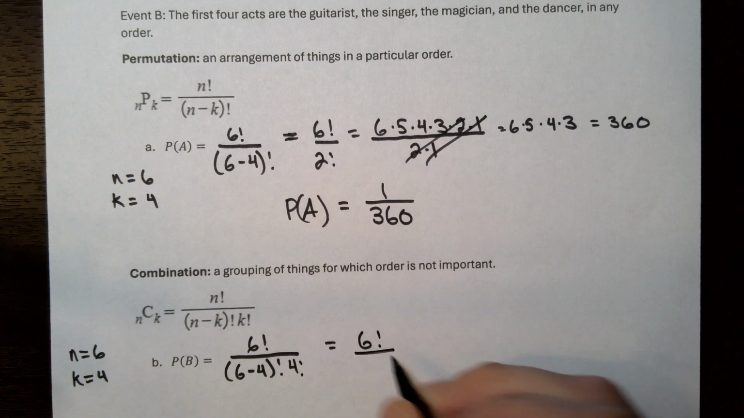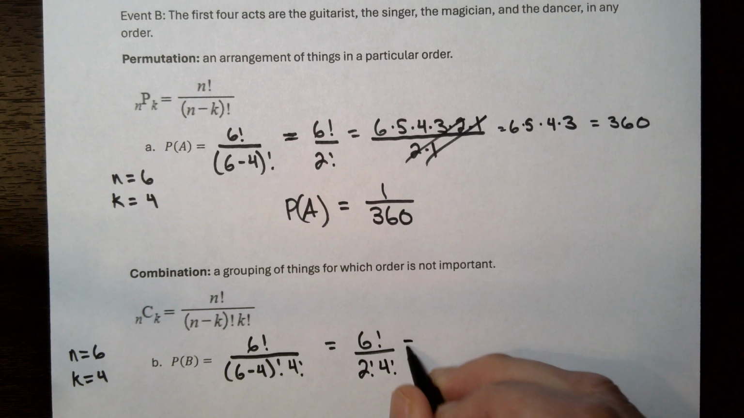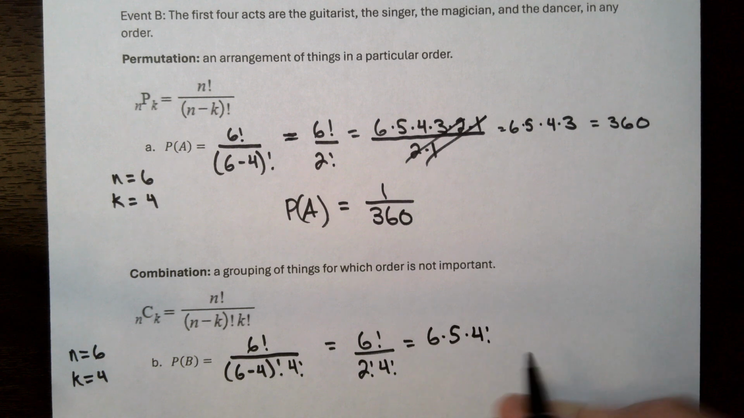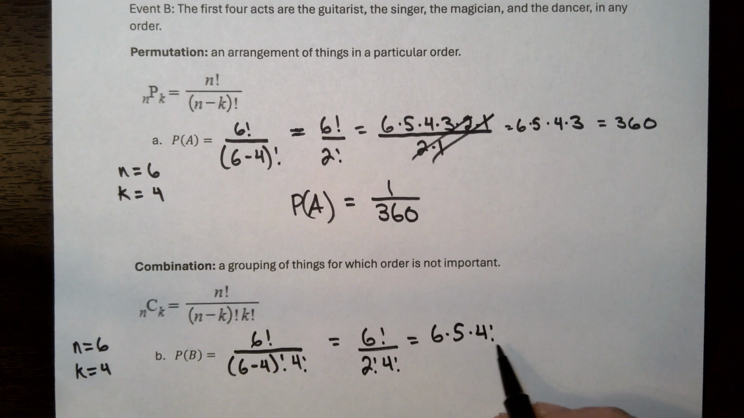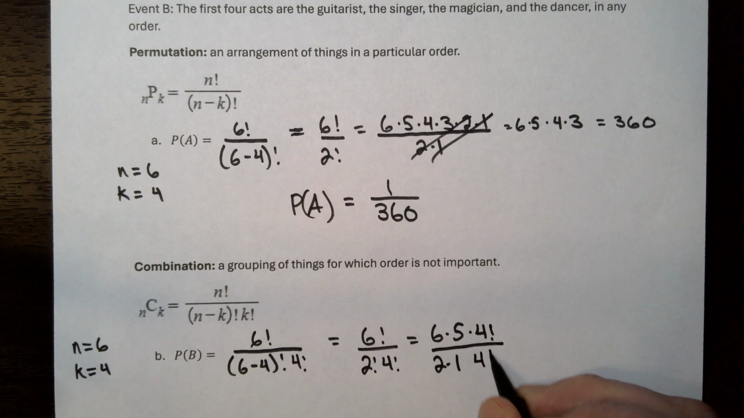So 6 factorial on top, 6 minus 4 is 2, so 2 factorial, 4 factorial. Okay, and now I can write the top like this: 6 times 5 times 4 factorial. Instead of writing it all out like that, I can just stop at the 4 factorial, because I know that on bottom, I also have a 4 factorial that will cancel out.